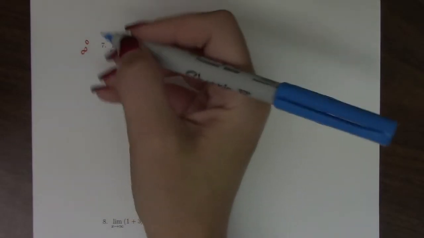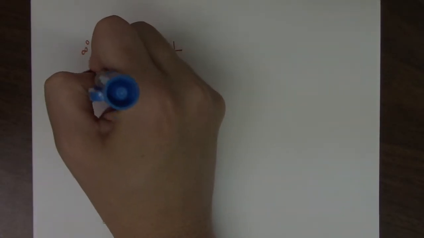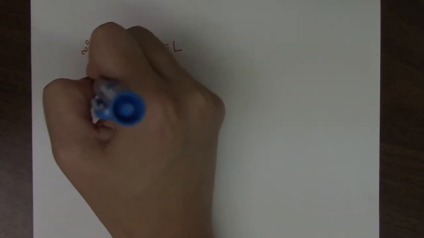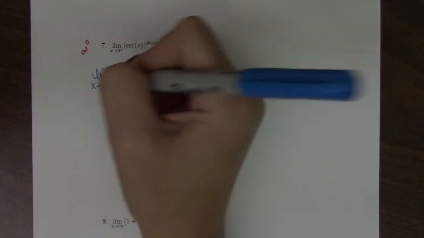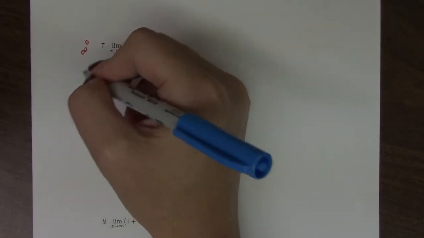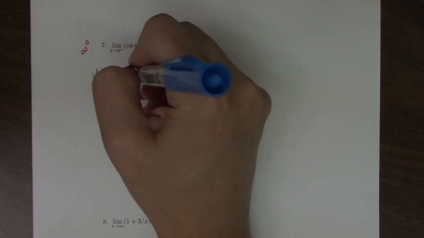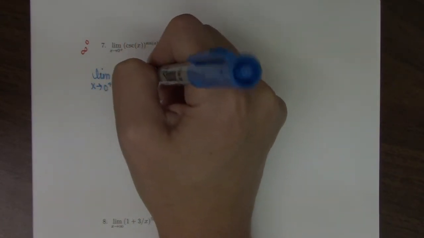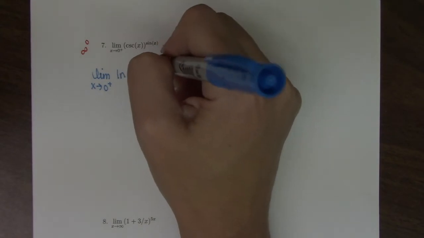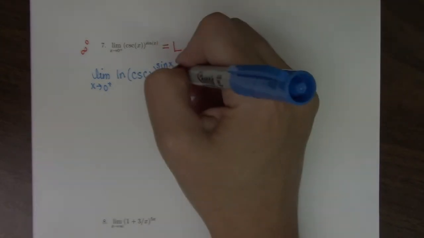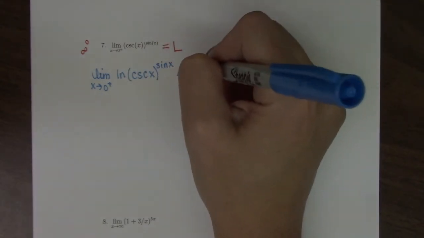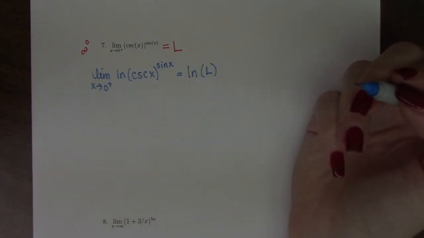So now I'm allowed to take the natural log of both sides. And it doesn't matter if I take the natural log on the outside of the limit, I'm allowed to move it inside of the limit. So this is the same thing as the limit of the natural log of cosecant x raised to the sine x, and that's going to equal the natural log of L.